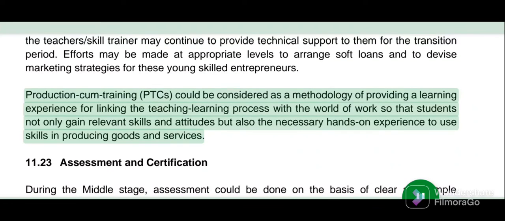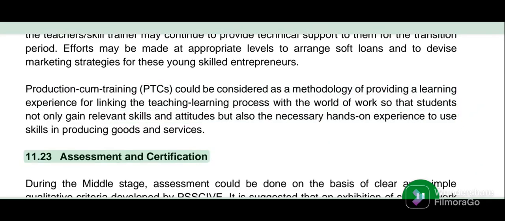Production cum training centres (PTCs) could be considered as a methodology of providing a learning experience for linking the teaching learning process with the world of work, so that students not only gain relevant skills and attitudes but also the necessary hands-on experience to use skills in producing goods and services.